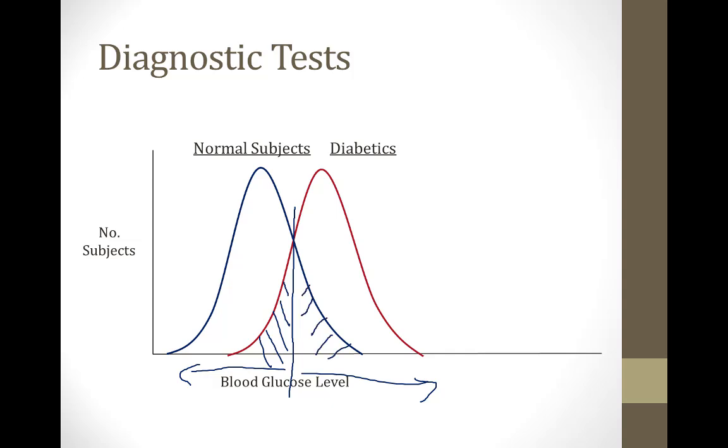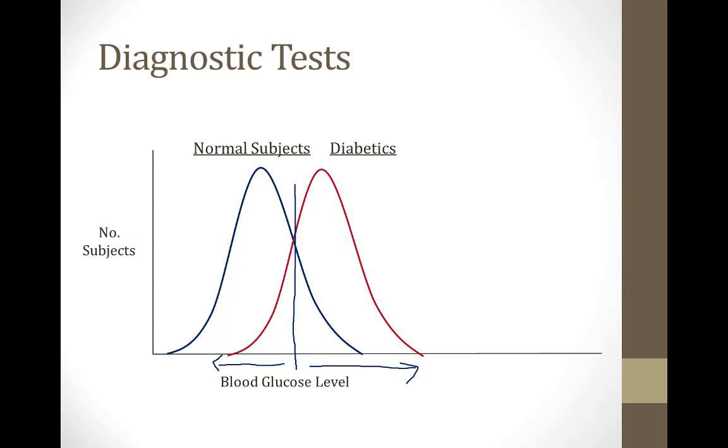So when the curves overlap, there is no ideal cutoff, and you're going to have to accept some degree of false positives and false negatives in your test. And this is the way reality often works. We just have to do the best we can with diagnostic tests. So let's imagine that we make our cutoff point right here. So everyone below this point is going to be classified as normal, and everyone above this is going to be classified as diabetic by our new diagnostic test.